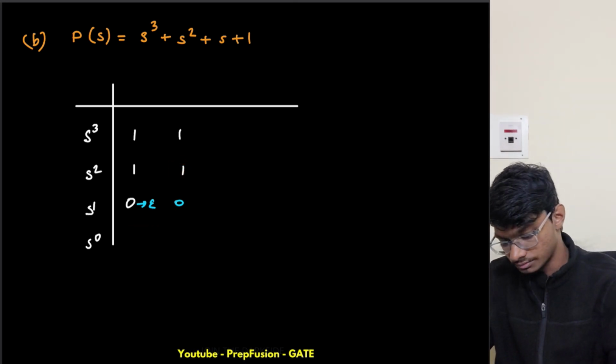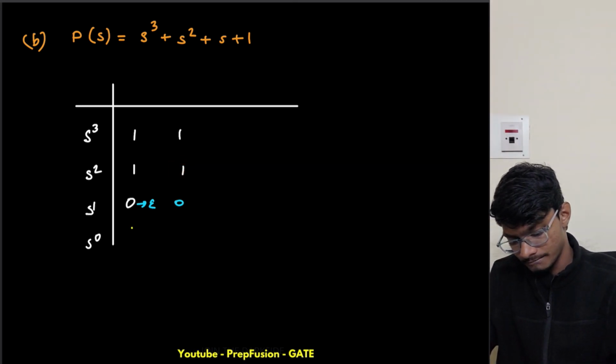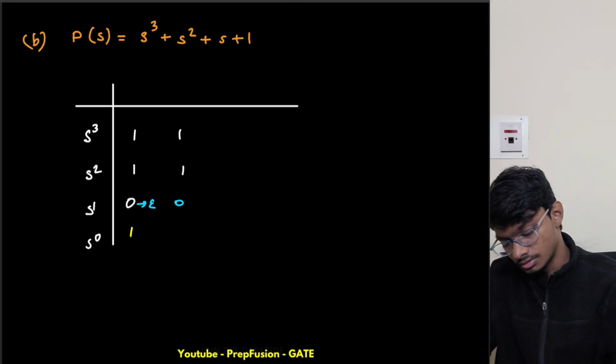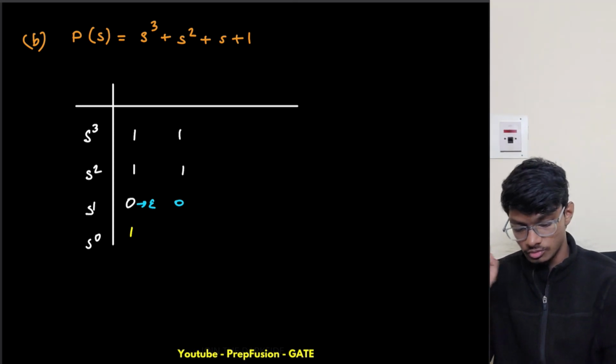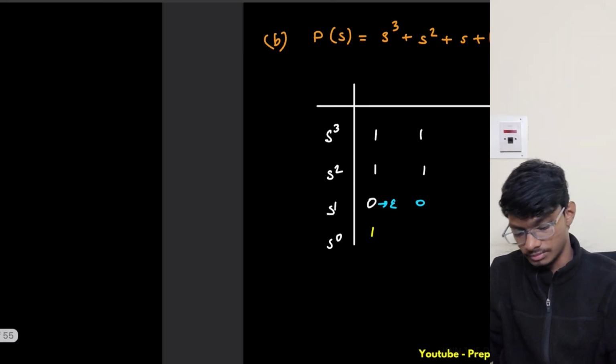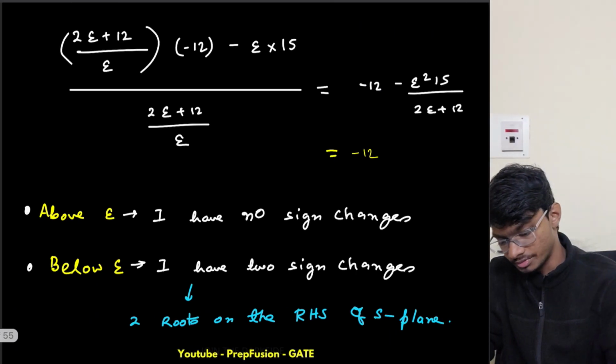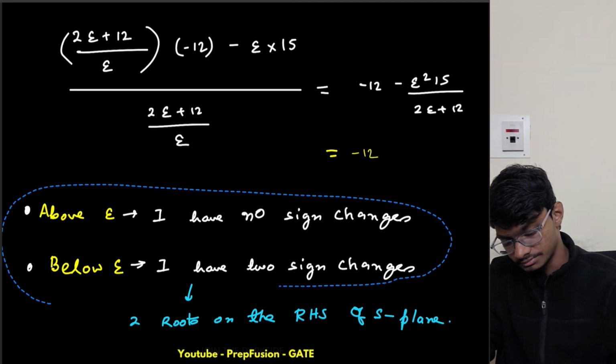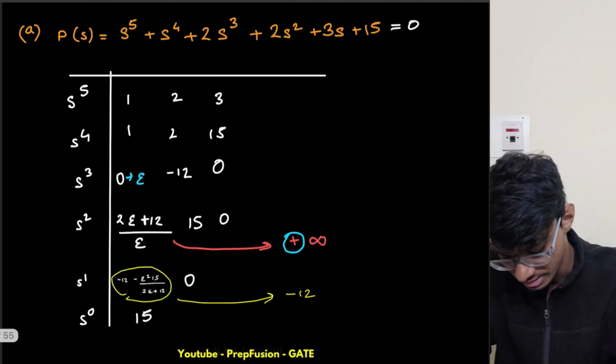Shortcut. So this one will come over here, right? Now this I have replaced with epsilon. So how many sign changes do I have above and below my epsilon? So again I will copy this one, so directly I can see, right? Okay, let me write the sign changes here.